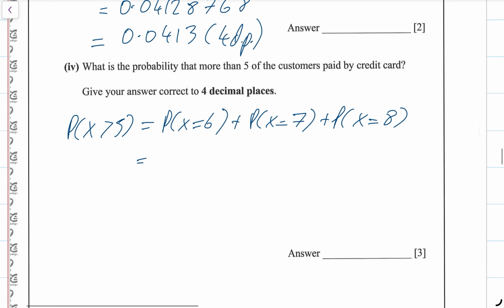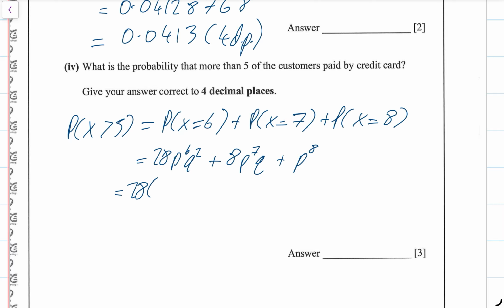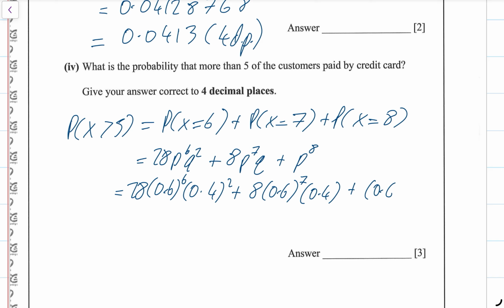So let's just put them in the order they wanted. That was 28 p to the power of 6 q squared plus 8 p to the power of 7 q plus p to the power of 8. And if you fire those in, that's 28 times 0.6 to the power of 6 times 0.4 squared plus 8 times 0.6 to the power of 7 times 0.4 plus 0.6 to the power of 8. Fire that into your calculator and you will get 0.3154 (315,315,39456). Folks, please check everything I have done here.